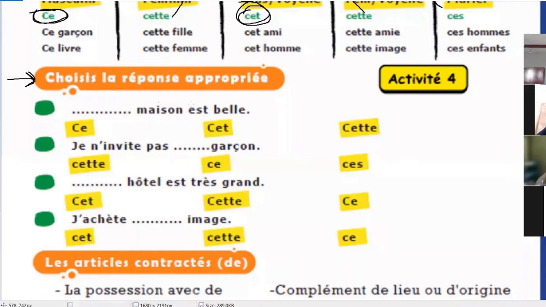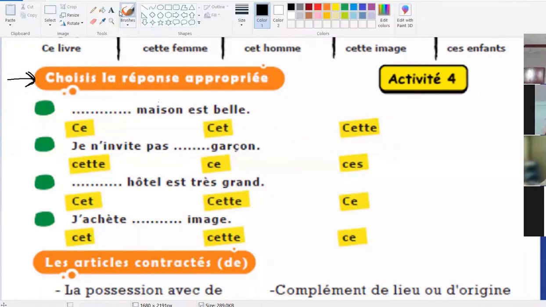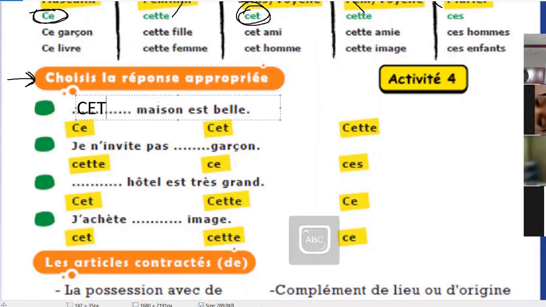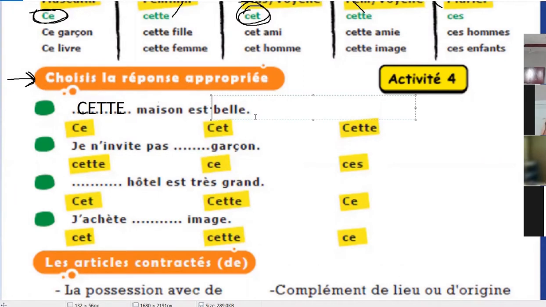So for feminine, what do we use, children? Which one is correct? Okay, I got the answer from Arjun. You can tell me all instead of writing now. Okay, very good. Ayush has given the answer. So for feminine, we use cette. Cette maison est belle, which means this house is beautiful. Children, write beautiful. So from today, you know maison is feminine. Whenever maison comes, you will understand that maison is a feminine noun in French.